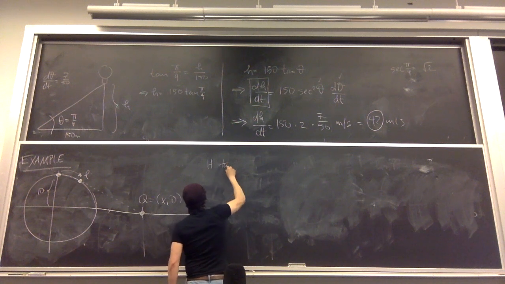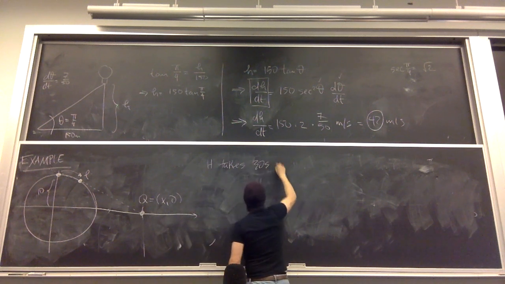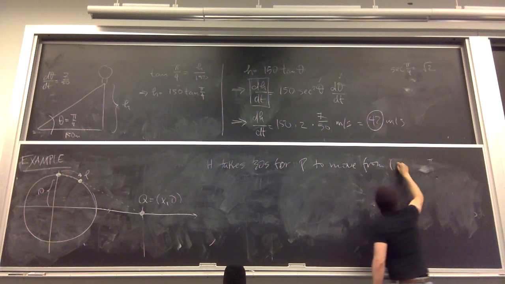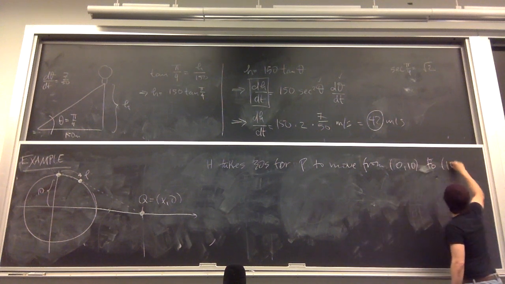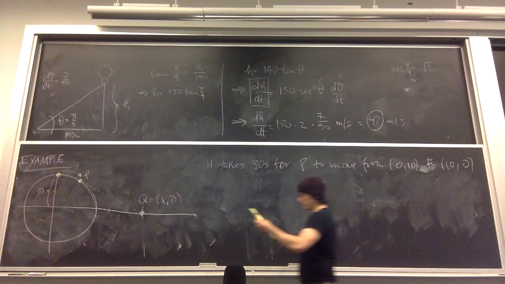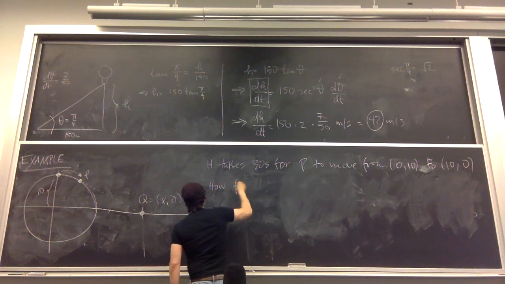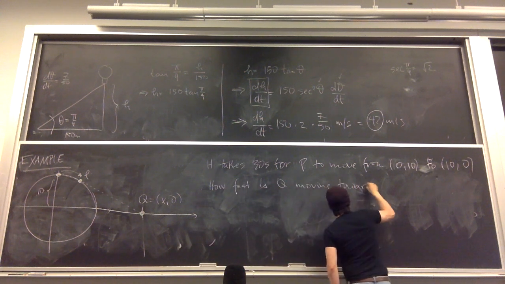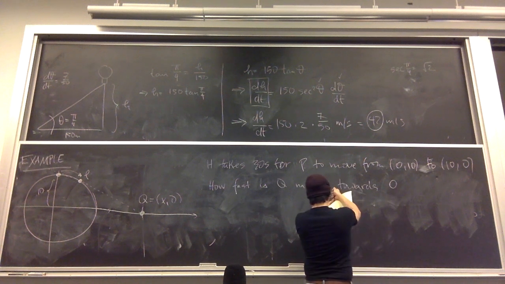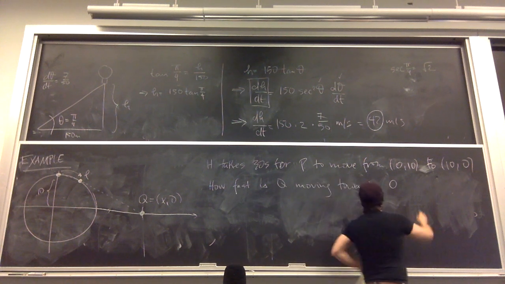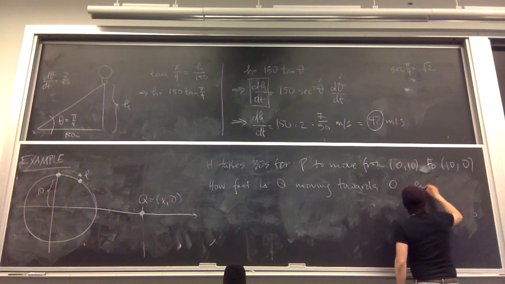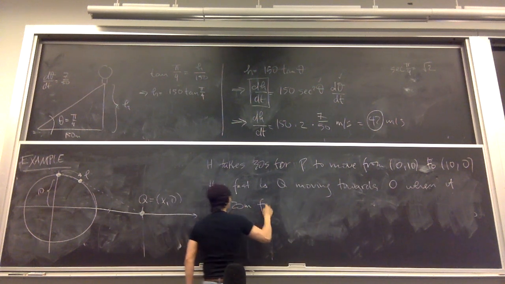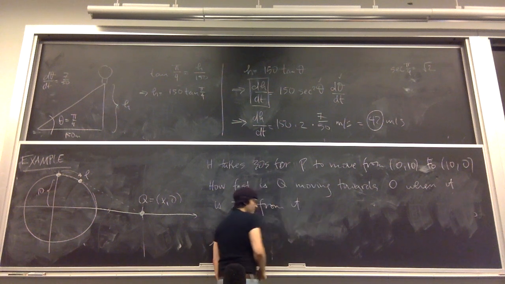It takes 30 seconds for P to move from (0, 10) to (10, 0) along the circle. How fast is Q moving towards the origin when it is 20 meters from it, right? It being the origin. Give it a go.